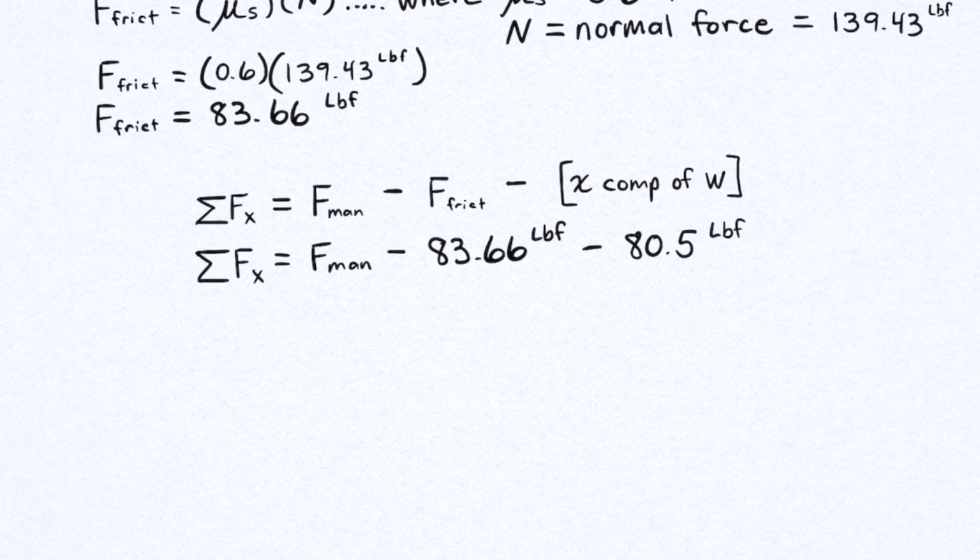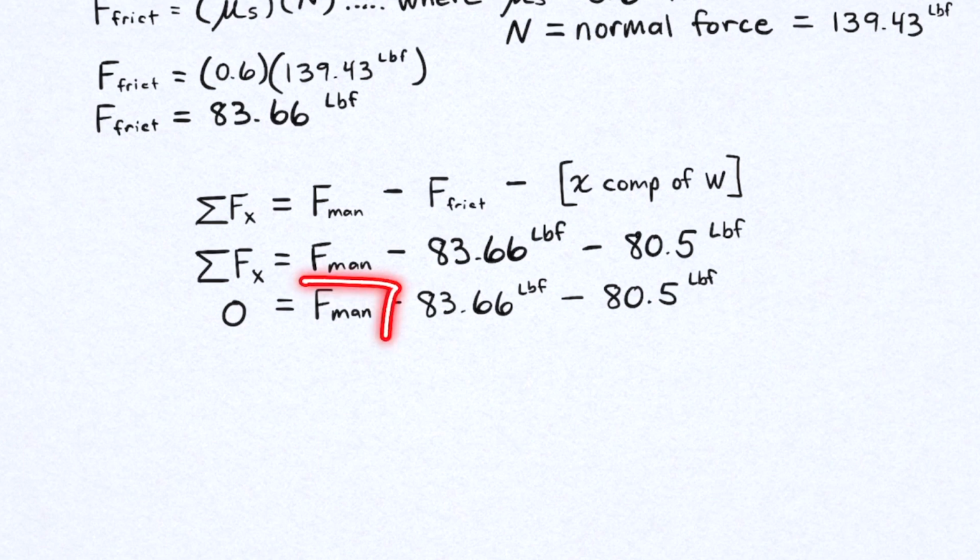So I'm going to say 0 equals F man minus 83.66 minus 80.5, and then I'm going to solve for F man, which turns out to be 164.16 pounds of force.